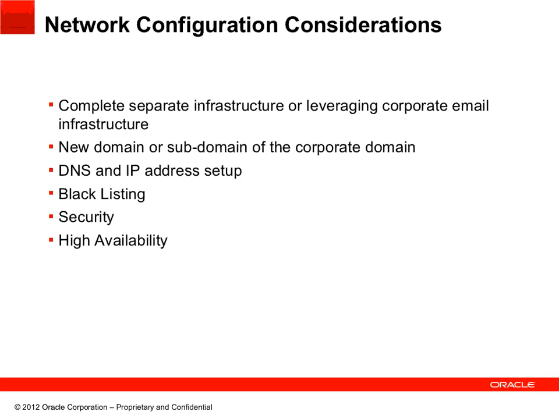You can have a completely separate infrastructure or leverage a corporate email infrastructure to send out emails. A new domain or a subdomain of the corporate email can be used. Very importantly, high availability, security and blacklisting have to be taken care of in advance for a smooth process. These things should be done during your design phase itself, as the email marketing process touches many areas in your organization. You can also engage Oracle expert services while designing your architecture, especially if you have a complex architecture or high volumes involved.